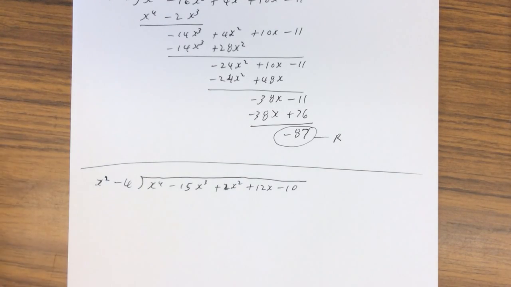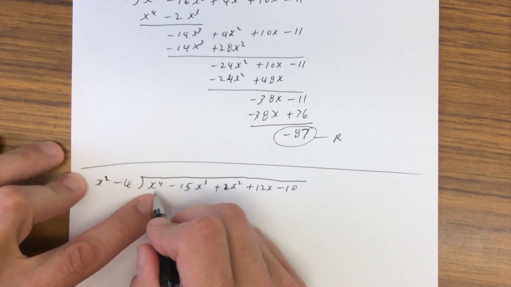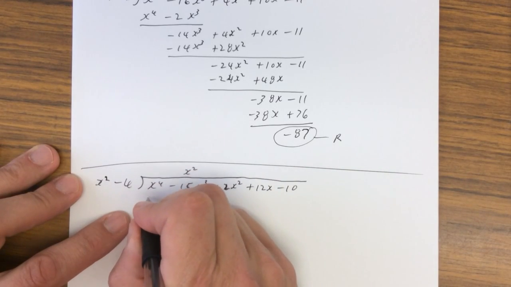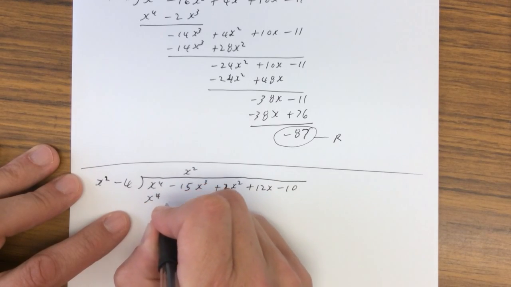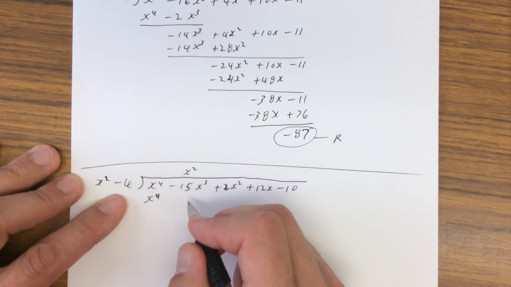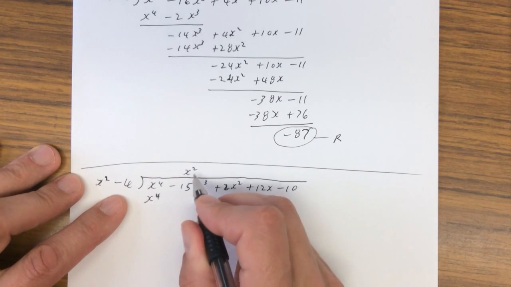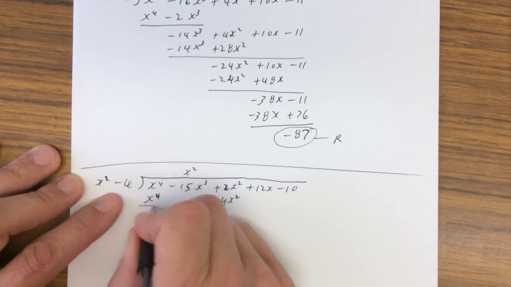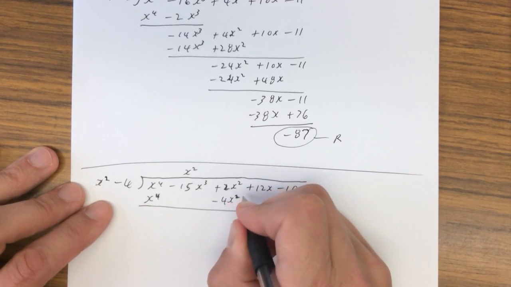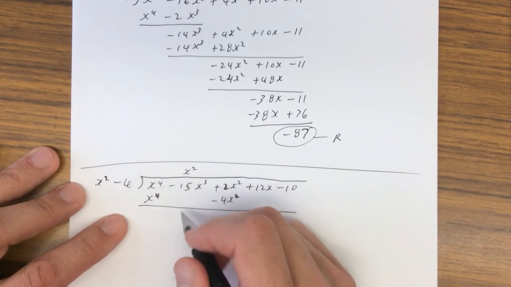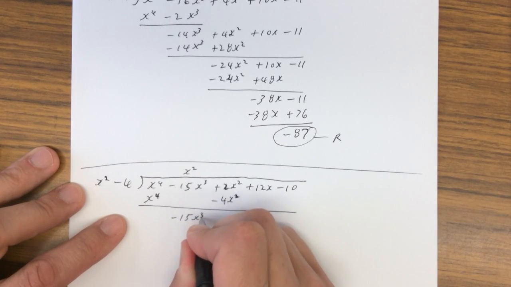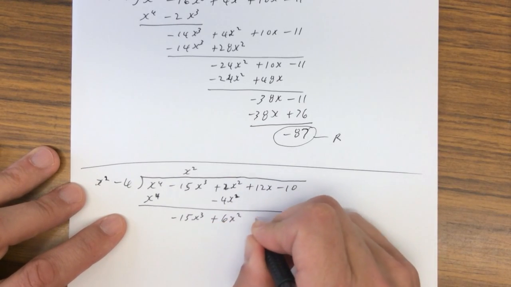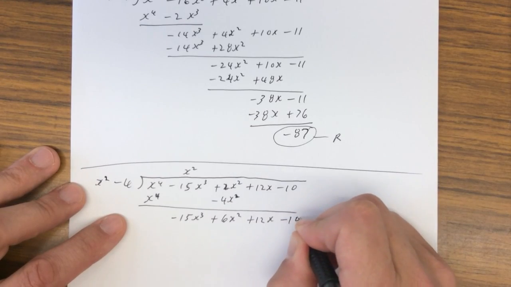Okay, so this one, now you're looking to get rid of the x to the 4th term, so you're going to have to multiply by x squared. X squared times x squared is x to the 4th. X squared times negative 4 is negative 4x squared. We're looking for a cubed term here, but it's not there. So we're going to just put it down here. Minus 4x squared. Okay? So when you subtract, that goes to 0. You're still going to have a negative 15x cubed. And then 2 minus negative 4 is going to be plus 6x squared plus 12x minus 10.